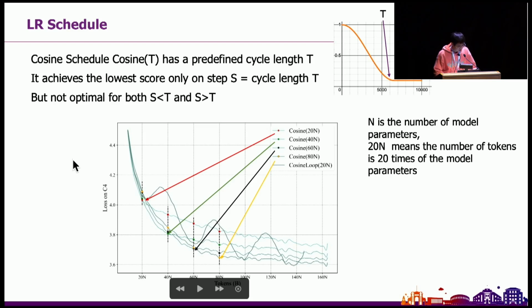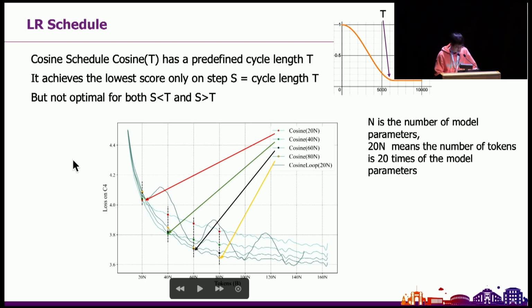The cosine scheduler is the most widely used in large language model pre-training. It has a predefined cycle length T, which is not necessarily equal to the end step of our training S. And it achieves the lowest loss only when the step S equals the cycle length. But it will not be optimal for both S less than T and S larger than T. For example, in the figure, M is the number of model parameters, and 20M means the number of tokens is 20 times the model parameters.